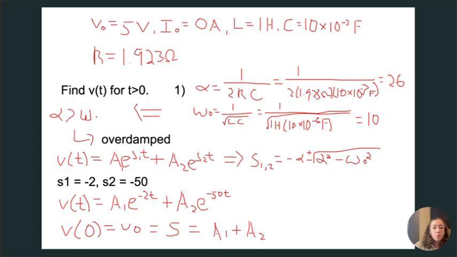We're given the initial voltage of 5 volts, the initial current of 0 amps, inductance of 1 Henry, capacitance of 10 millifarads, and the resistance of 1.923 ohms.